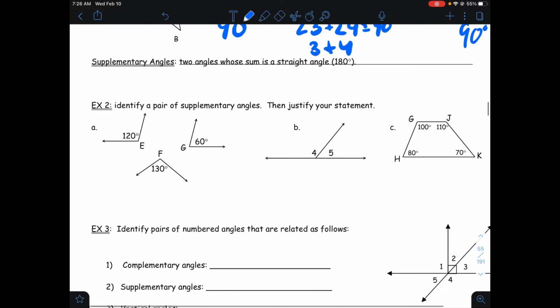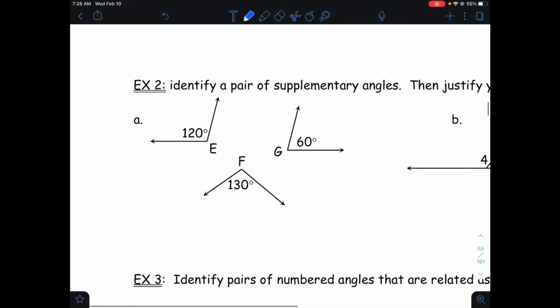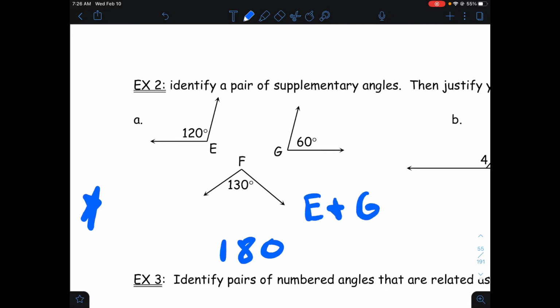Next, we have supplementary angles. Supplementary angles are two angles whose sum is a straight angle, or 180 degrees. So for A, it says identify a pair of supplementary angles. So I want you to look and figure out which two of these angles are going to add to give you 180. If you look here, angle E and angle G will add to give you 180. How did I figure that out? Well, 120 plus 60 is going to give you 180. So we know angle E and G are supplementary.